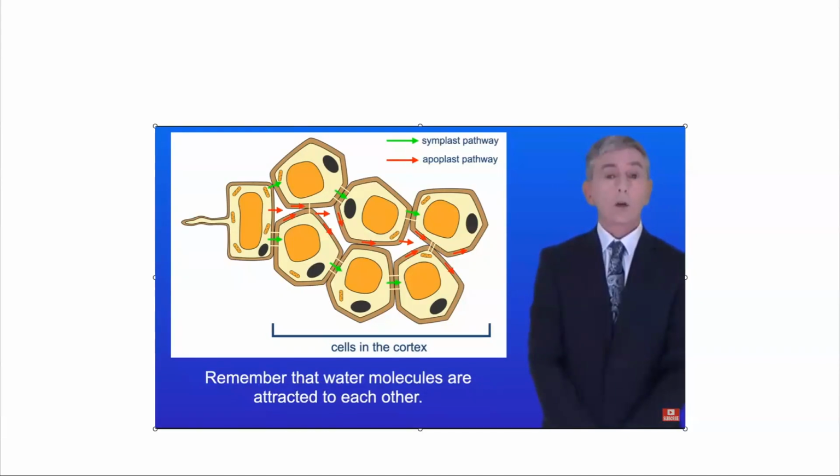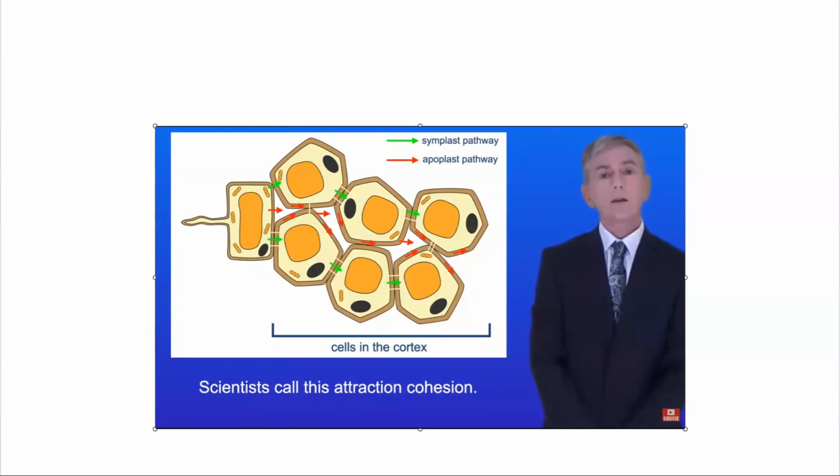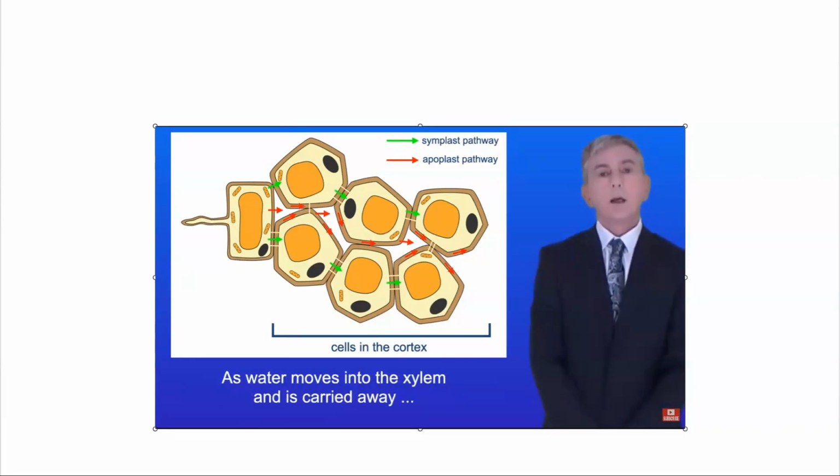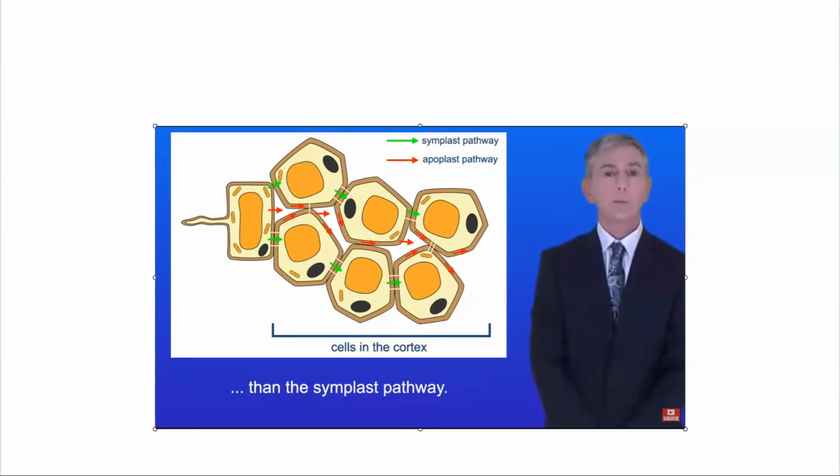Remember that water molecules are attracted to each other, and scientists call this attraction cohesion. This is due to the fact that water molecules can form hydrogen bonds to each other. As water moves into the xylem and is carried away, more water moves along the apoplast pathway due to cohesion. The apoplast pathway offers much less resistance to water flow than the symplast pathway.